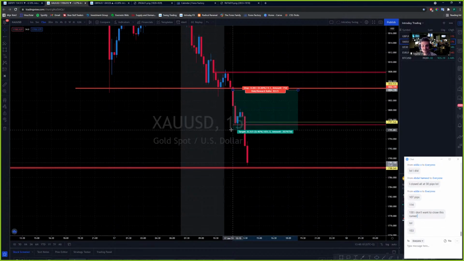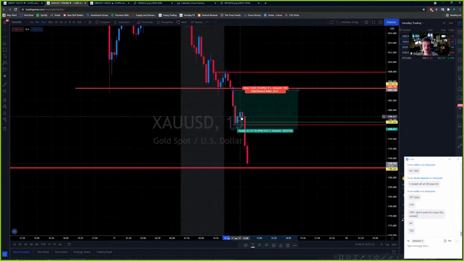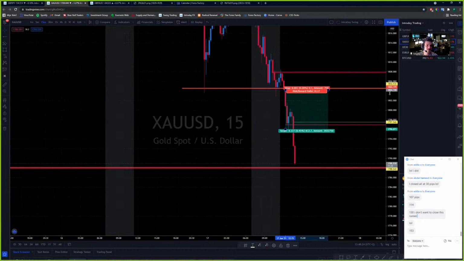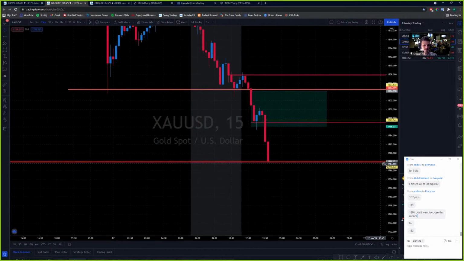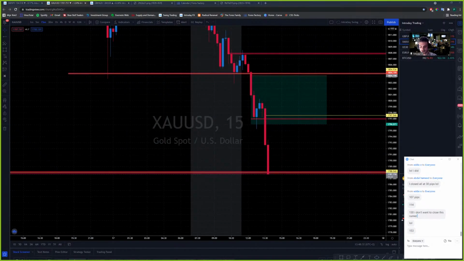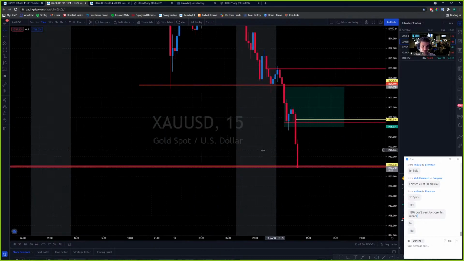Well, I mean, I wanted to close it out and then get back in on the retracement, but I missed the second entry. But I'm still happy with today. It's okay. It's all good. My runner is running like 200 pips. Damn, that's amazing.